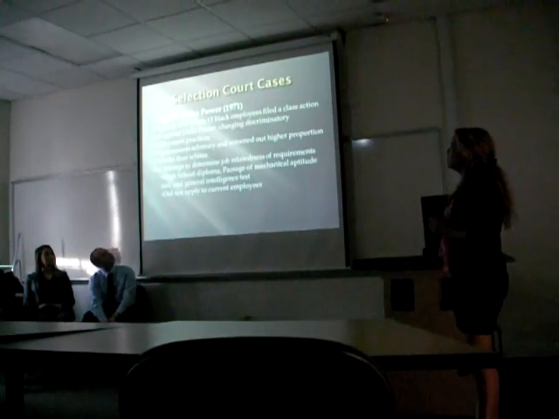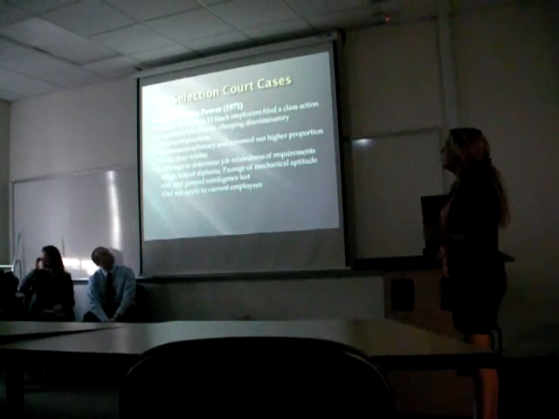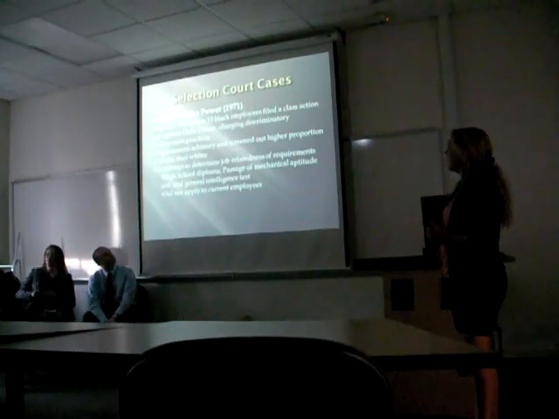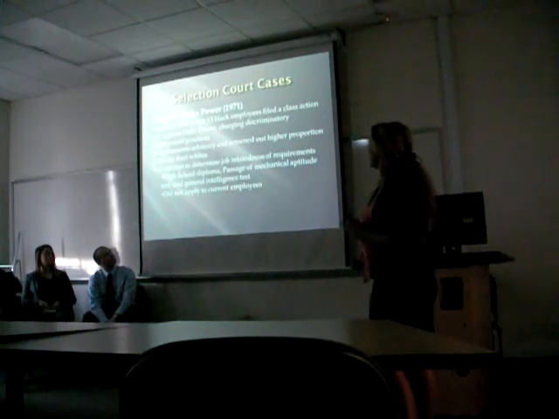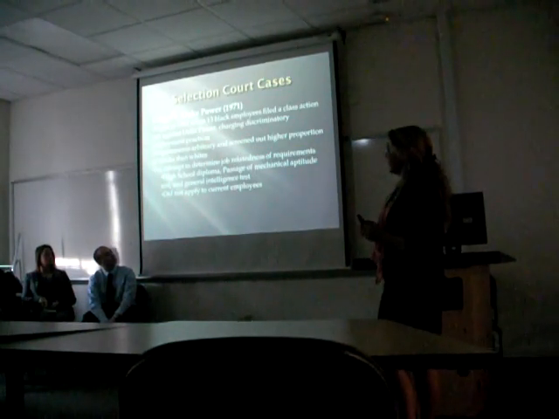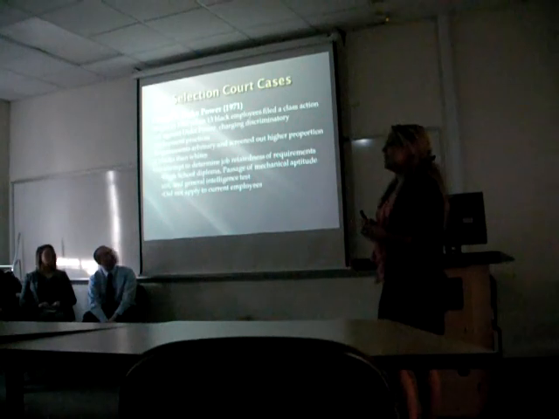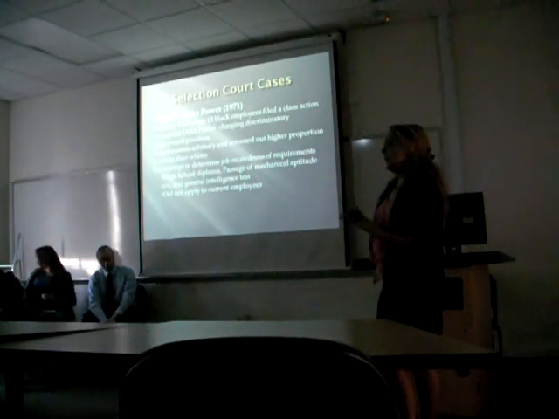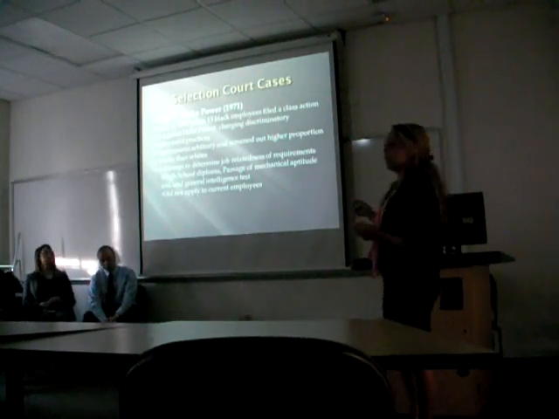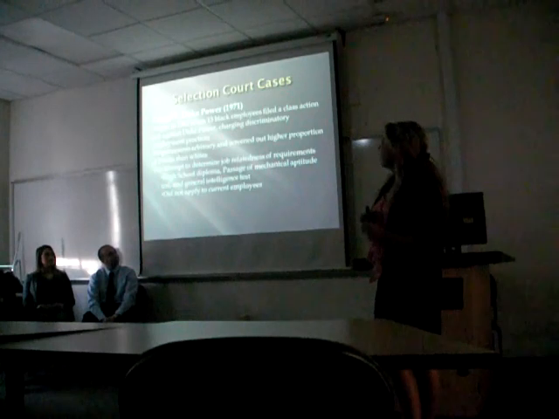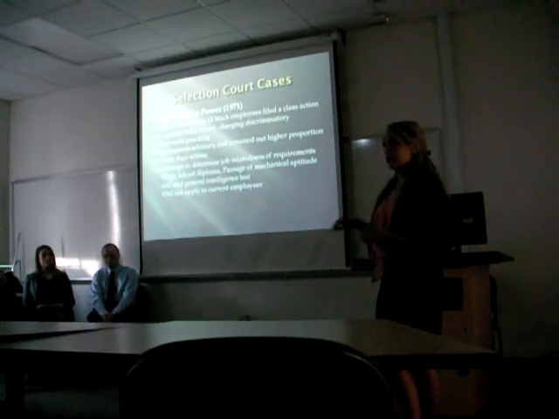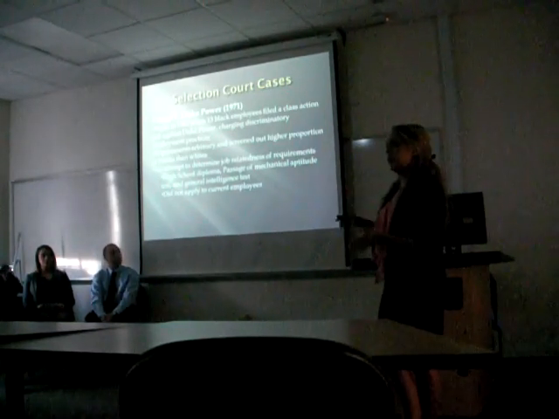was the Griggs versus Duke Power. It started in 1967, and 13 black employees filed a class action suit against Duke Power, charging discriminatory employment practices. They said the tests were purposely screening out black people, because all they were asking for was a high school diploma to pass a mechanical aptitude test and a general intelligence test, and it didn't apply to people already working within the company.